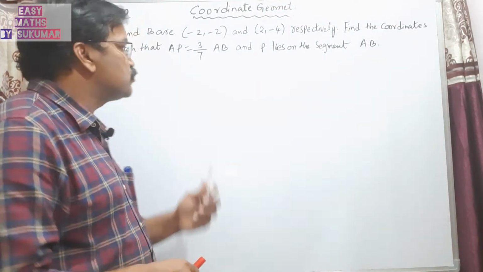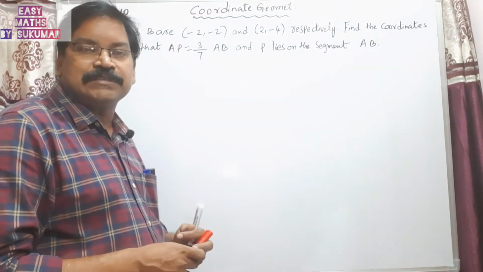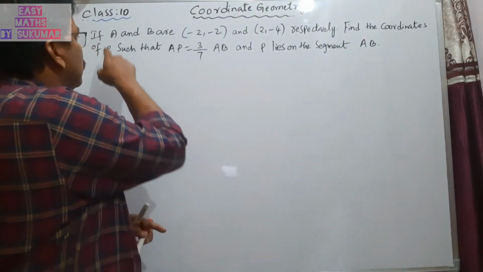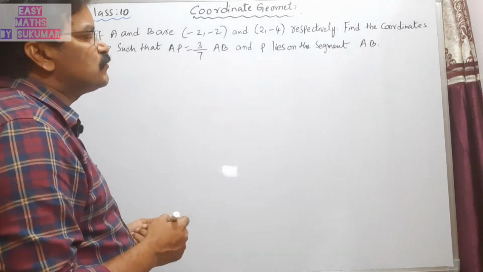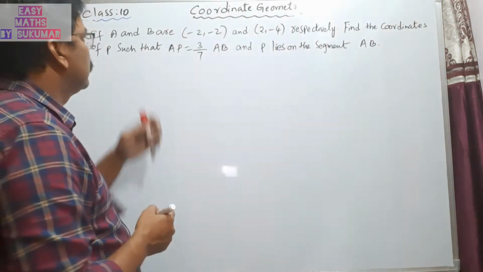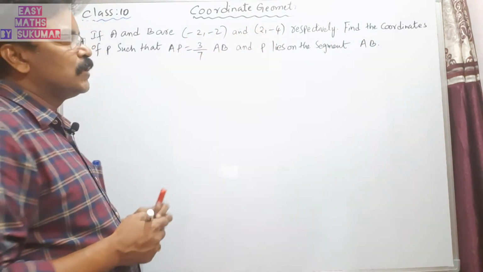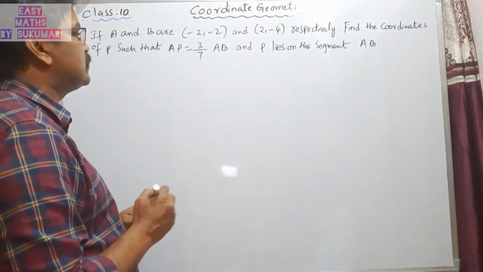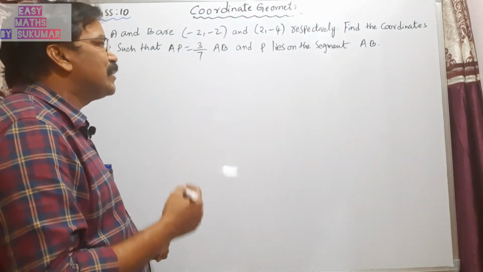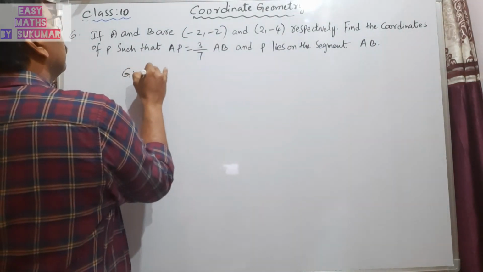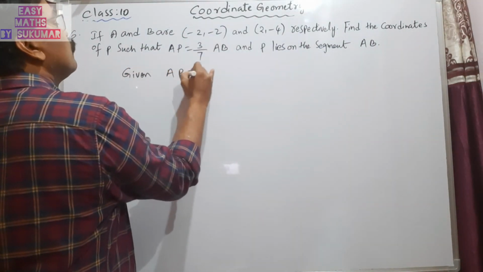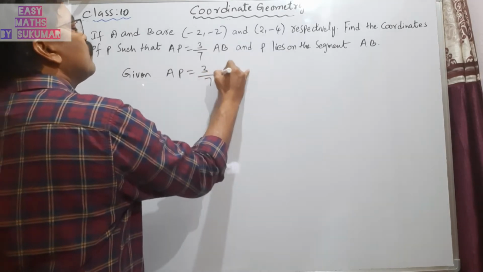Coming to the sixth question, in this same exercise 7.2, if A and B are (-2, -2) and (2, -4) respectively, this is A and this is B. Find the coordinates of P such that AP is equal to 3/7 of AB. Here it is given that AP is equal to 3/7 of AB.